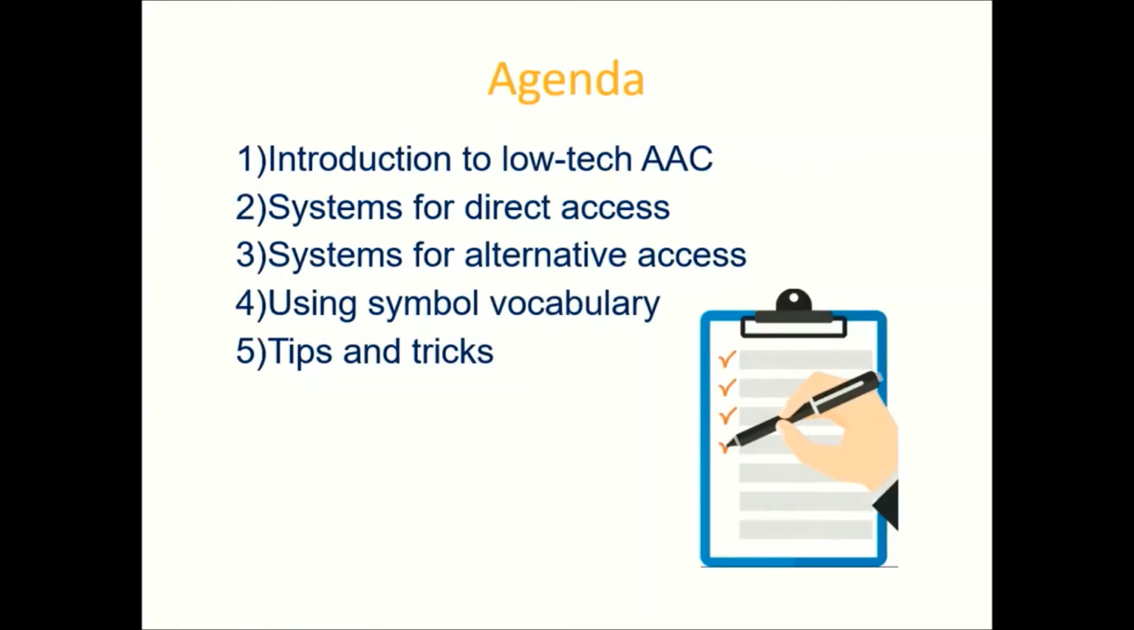This is the agenda. So we'll start off with a bit of an introduction about low-tech AAC. We'll think about systems for direct access, that's for people that can point. We'll think about systems for people who can't point and need alternative access. We're going to talk about using symbol vocabulary, and we'll finish off with some final tips and tricks.